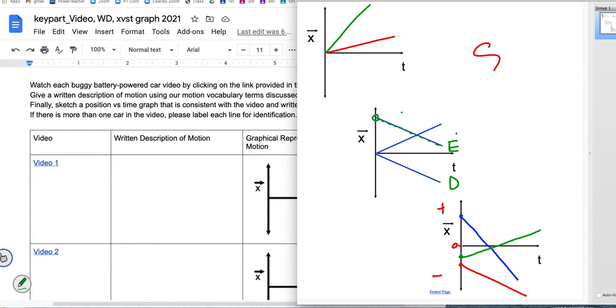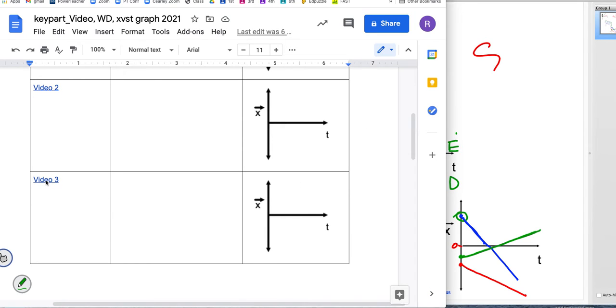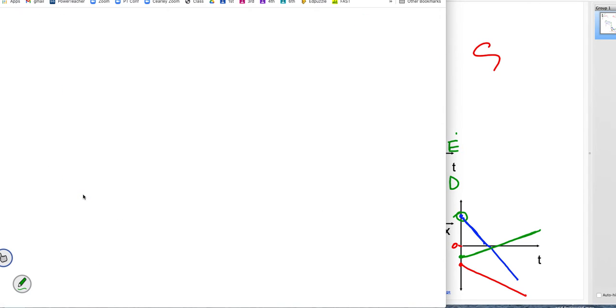So those are all variants. Again, the y-intercept represents the starting position. The slope being a negative slope means it's in a negative direction. A positive slope tilted upward means it's moving in a positive direction. And the relative steepness of the lines shows relative speed. The steeper the line, the faster it's going. Well, let's take a look at one of the problems from the homework. Let's take a look at video 3. We'll go ahead and play that.